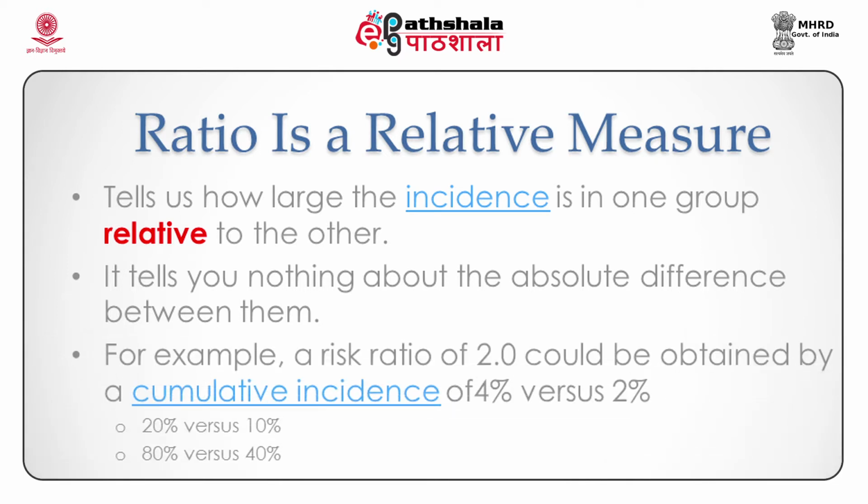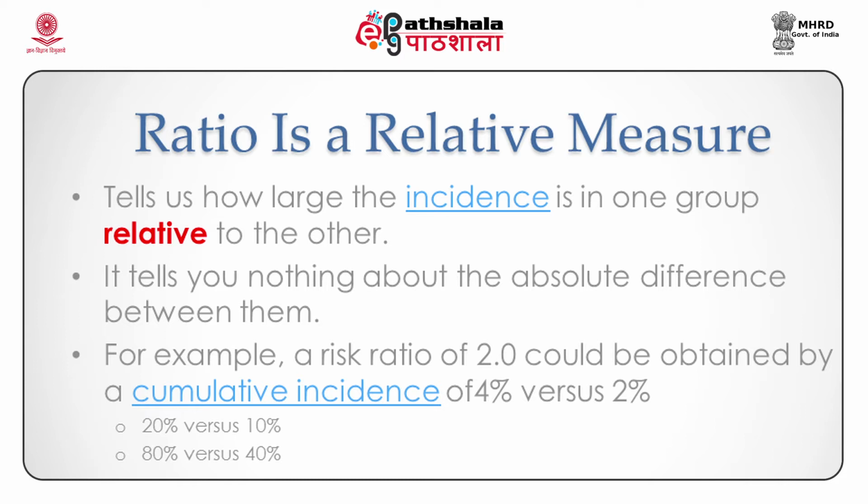So, for example, suppose we have conducted the previous study related to smoking and lung cancer, and we calculate that the risk ratio is equal to 2.0. Now, a risk ratio of 2.0 could be obtained by a cumulative incidence of 4% versus 2%, or it could be 20% versus 10%, or 80% versus 40%.